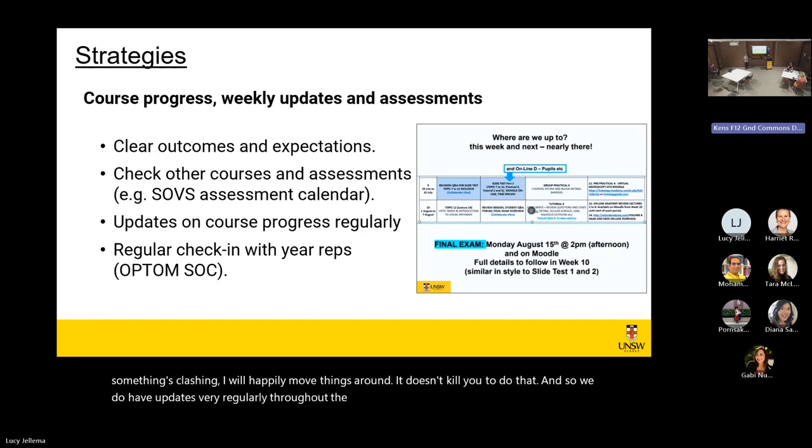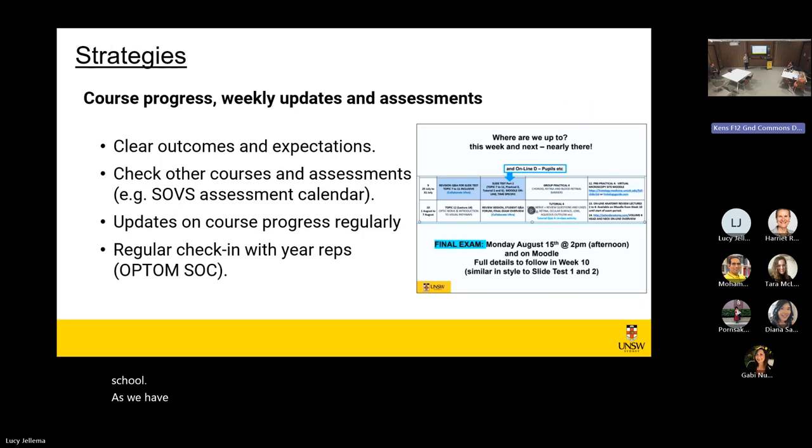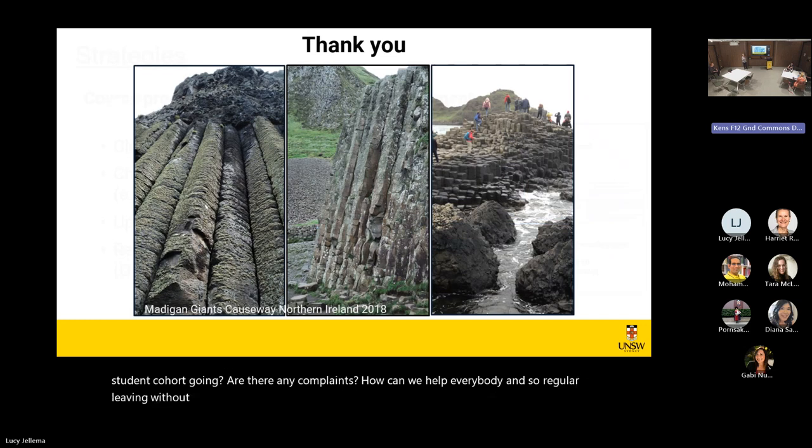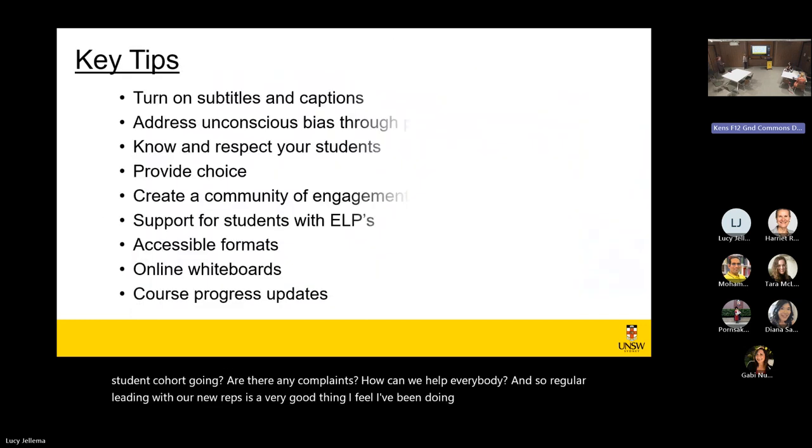The other great thing that we have in our school is we have year reps, and so the year rep can be your great friend as a teacher, and to help things be inclusive, you can ask them regularly, how's the school, how's the student cohort going, are there any complaints, how can we help everybody? And so regular meeting with our year reps is a very good thing. I've been doing this more often. And that's it for me.